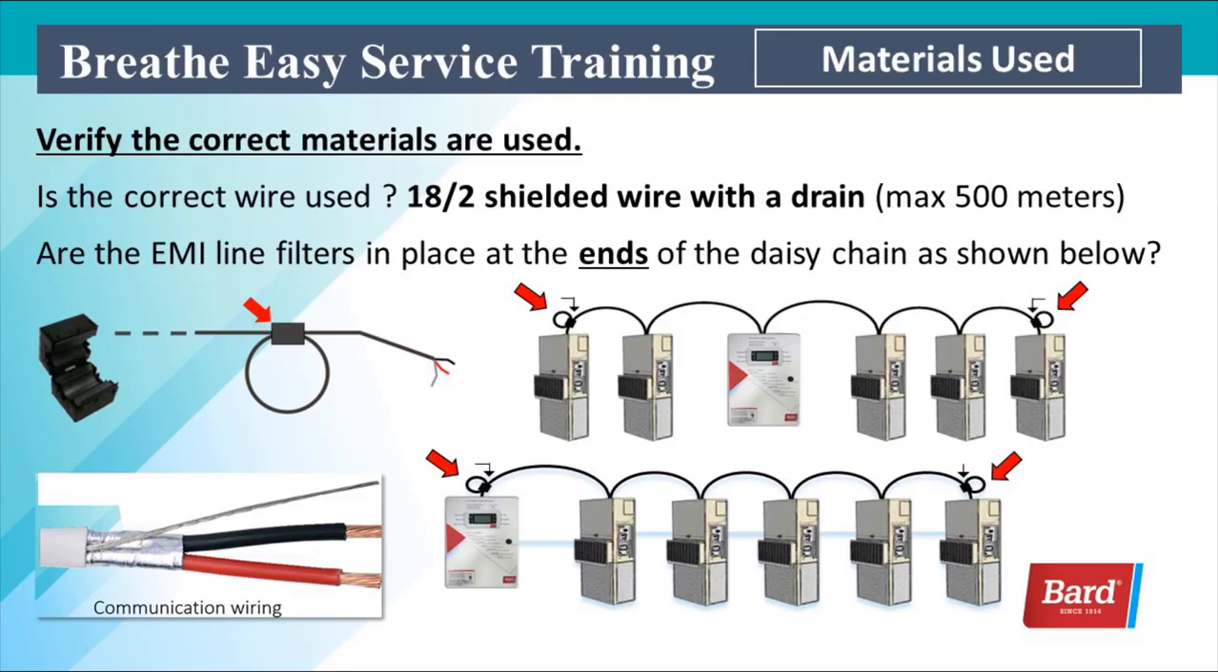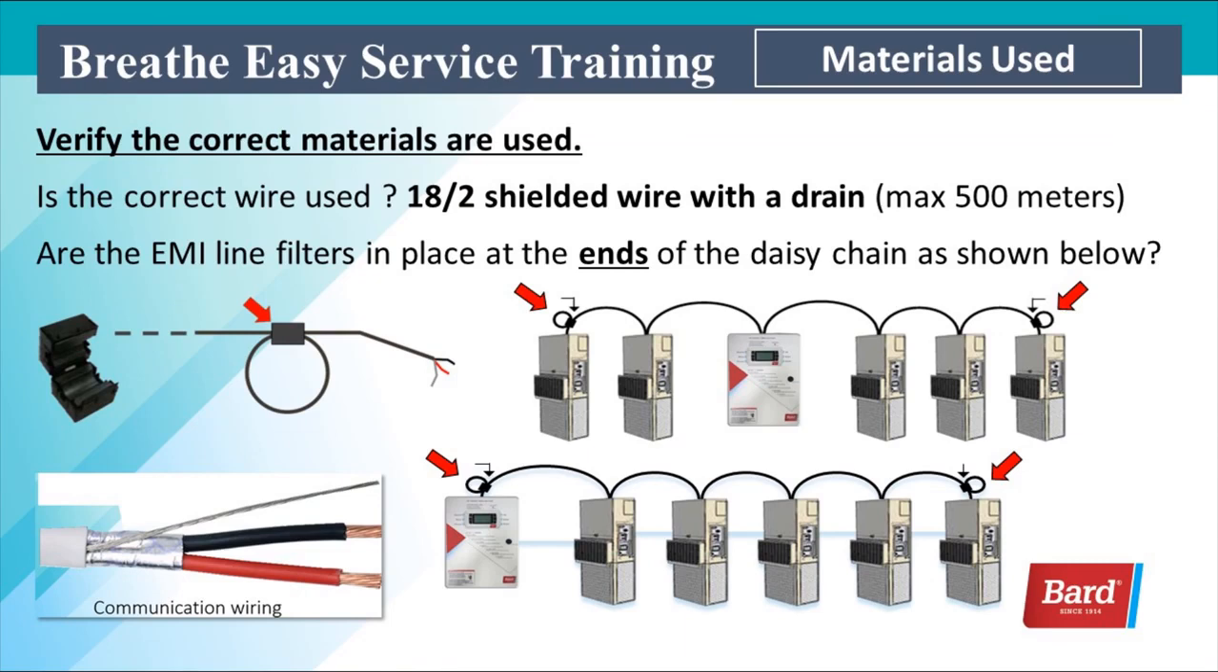So there's one line filter at each end of the daisy chain. It doesn't matter what position the controller's in. That could be in the middle as shown in the top or on the end as shown on the bottom. In the lower left corner is a picture of our communication wire. This is 18-2 stranded. You can see the shield wrapped around the wires and the drain is exposed. In the center left picture, we're showing you how to install an EMI filter.